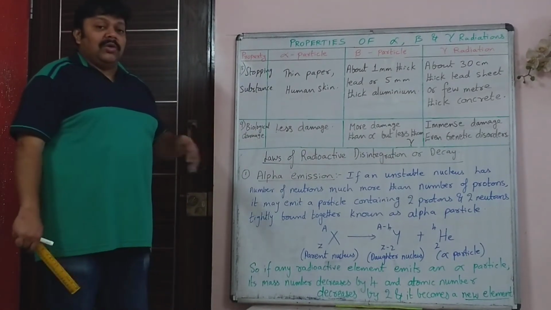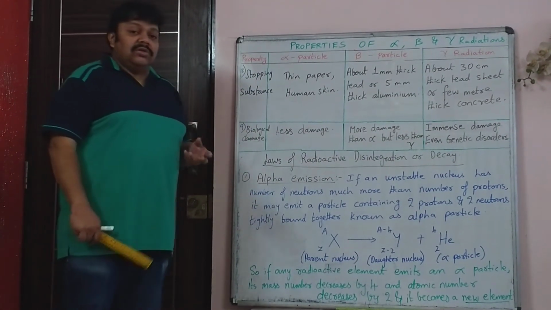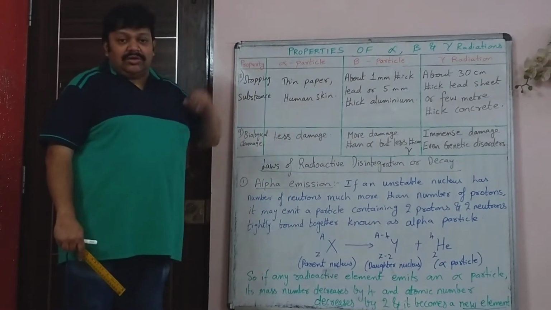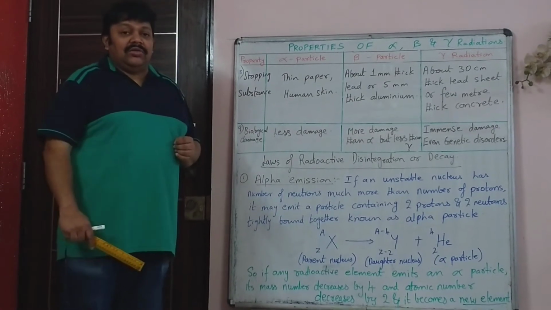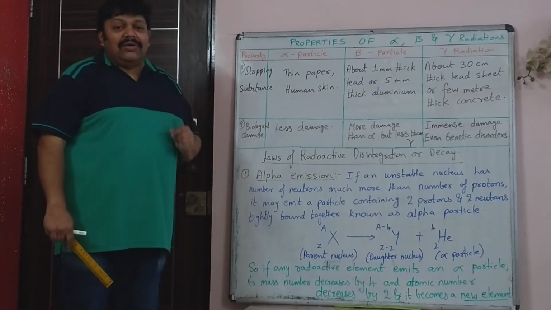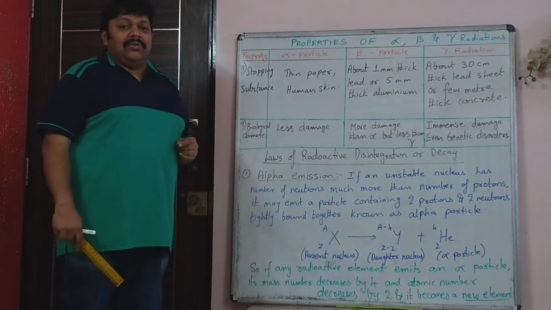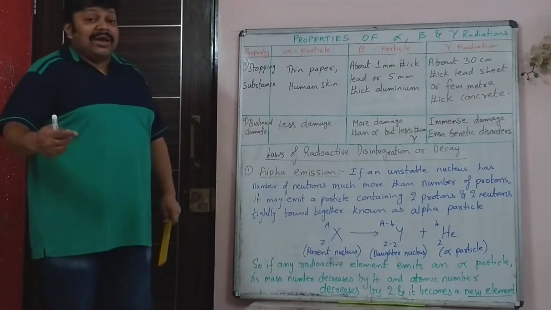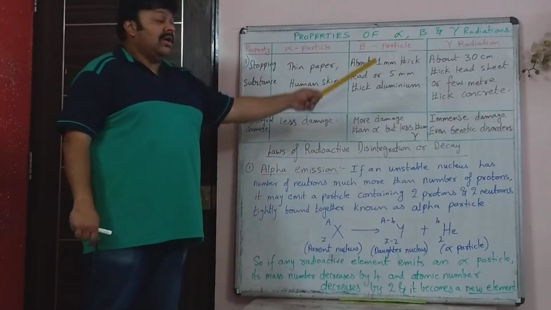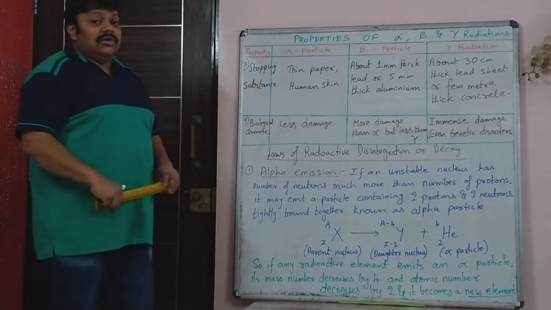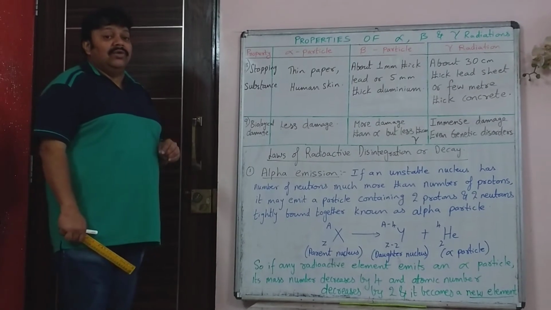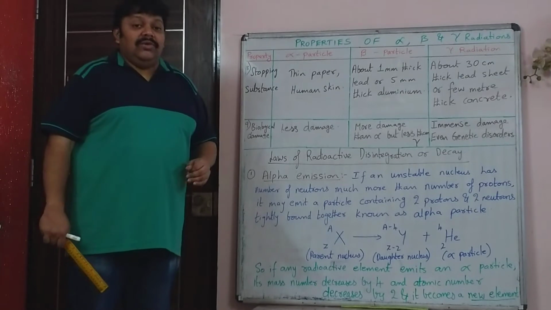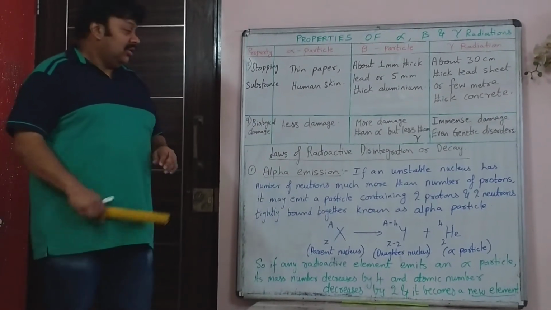So based on these properties, sometimes you get questions like which is the fastest of the three. You will have to say that it is gamma. Which has maximum ionizing power? You will have to say it is alpha. Which causes maximum biological damage? You will have to say it is gamma. Which has maximum penetrating power? Again, gamma. Questions like that are asked for 1 mark. Those are simple answers. You learn the chart very well. That covers all the properties.